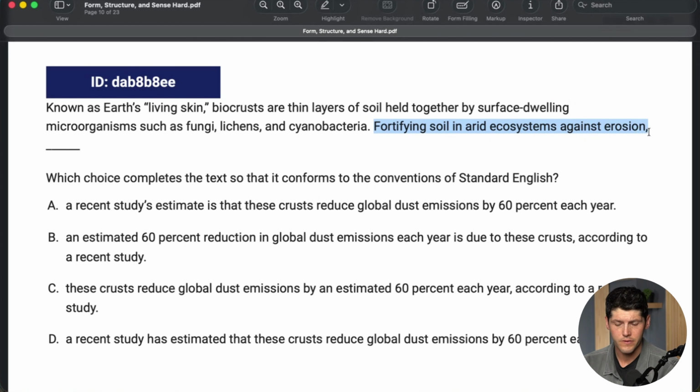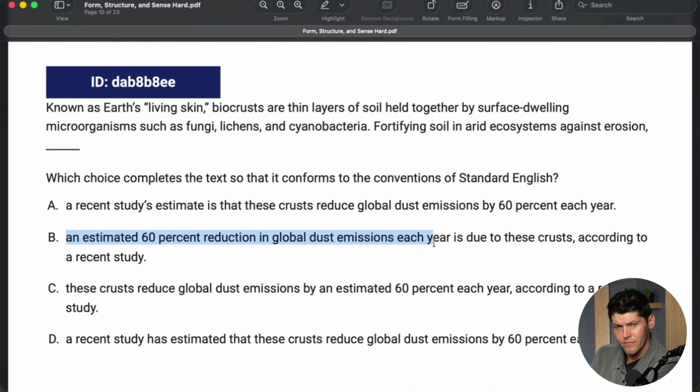Who or what is fortifying the soil? Does a study's estimate actually fortify the soil? No, fortify means strengthen. A study's estimate doesn't actually strengthen the soil. Does an estimated 60% reduction in global dust emissions each year fortify the soil against erosion? Probably not, right? An estimated reduction in emissions, is that fortifying the soil against erosion?